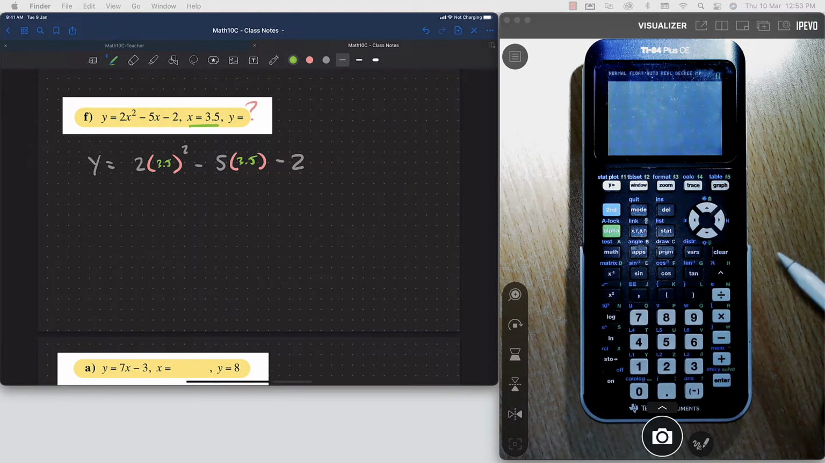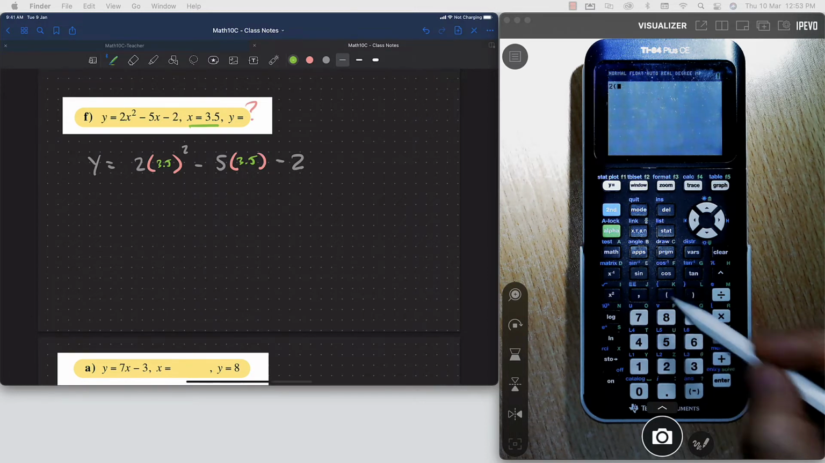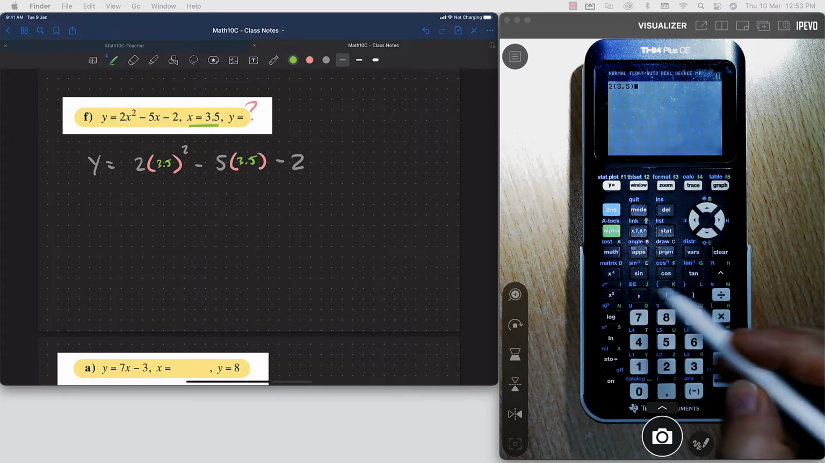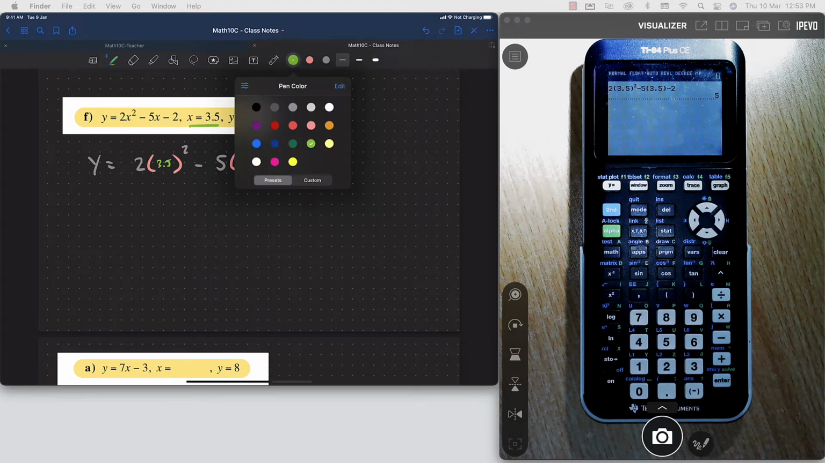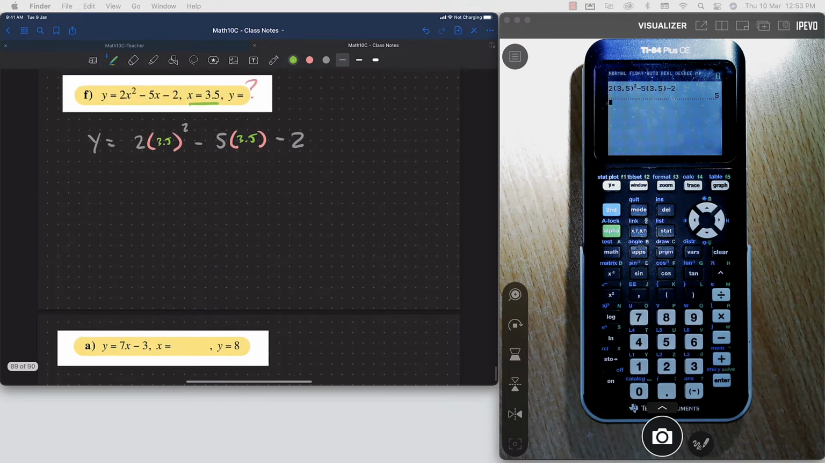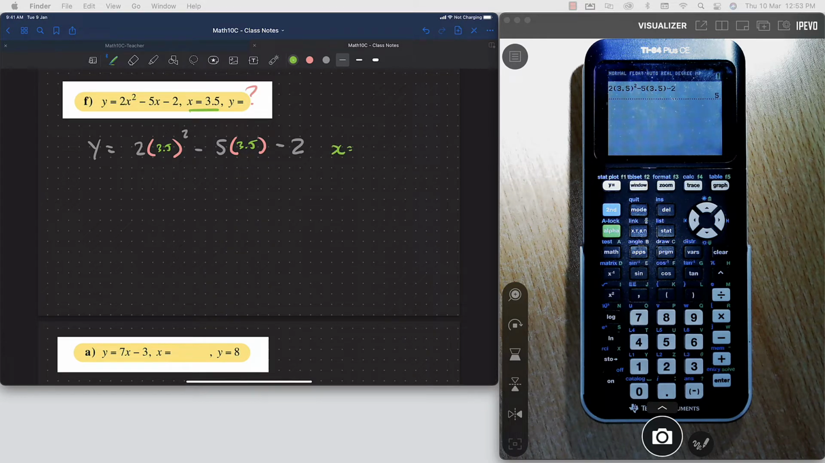So again, if I'm on my calculator, just a standard calculator, I can just punch this in exactly as I see it. So 2 bracket 3.5 bracket squared minus 5 bracket 3.5 bracket minus 2, hit enter, and you can see that when x is equal to 3.5, y is equal to 5.